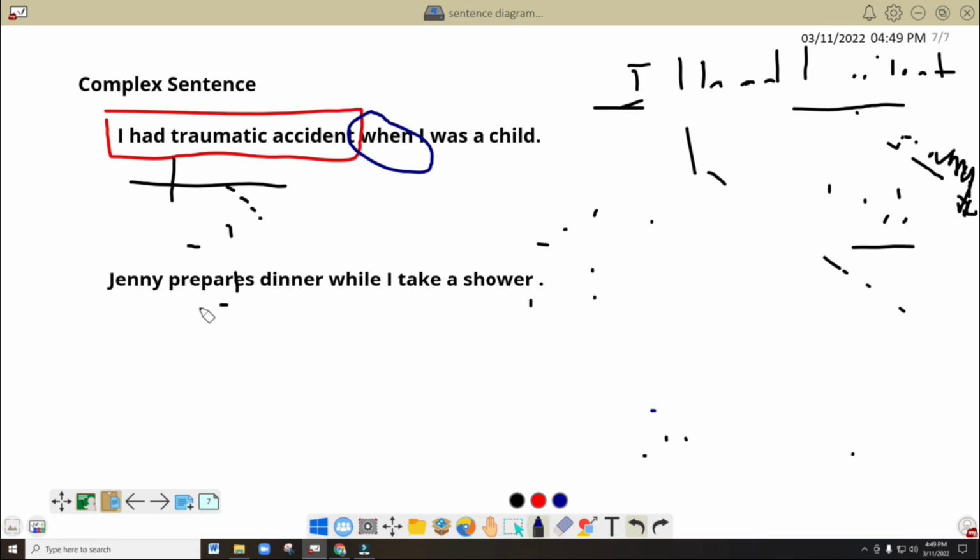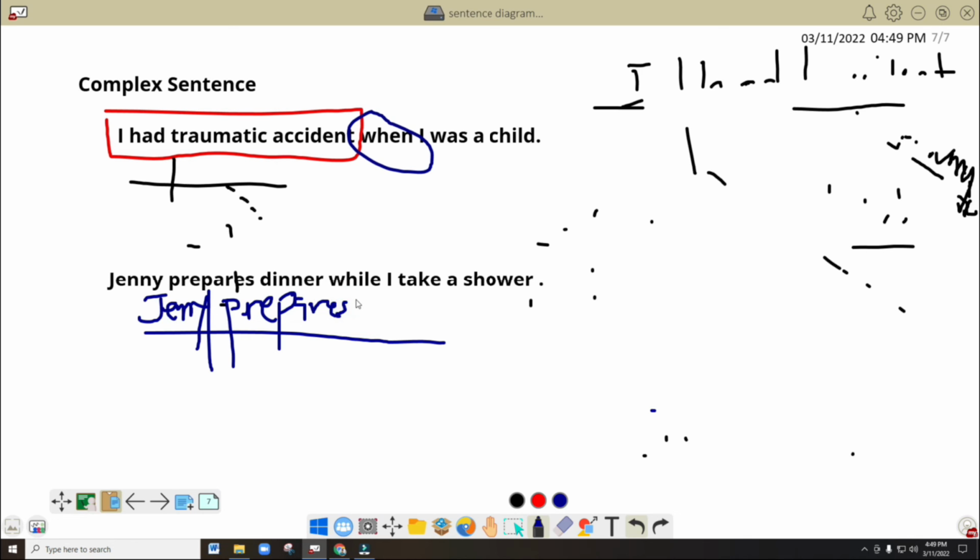Excuse me. Jenny prepares dinner while I take a shower. So let's make this one. Jenny is the subject. Prepares is the object. Object, sorry, it's the verb. Okay, so prepares.